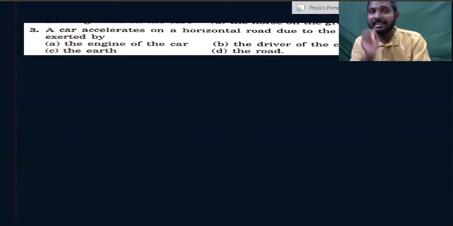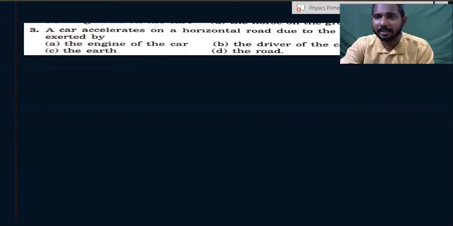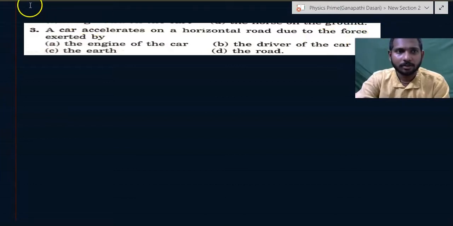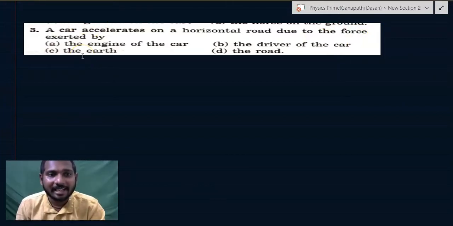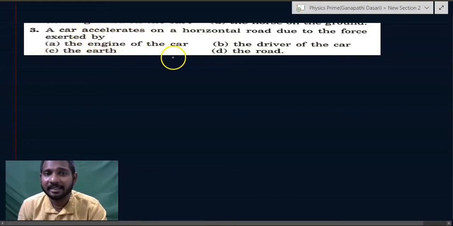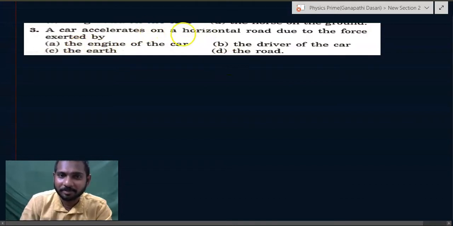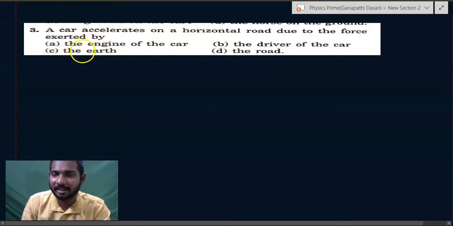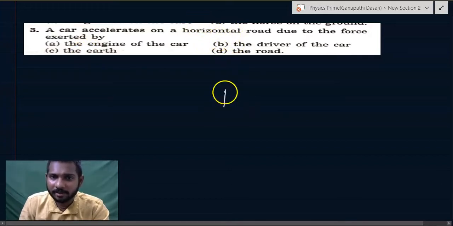So, see the third question. It is similar to the previous questions. Here also we think: a car accelerates on a horizontal road due to the force exerted by the engine of the car, the driver of the car, the earth, or the road. Be careful here. Similarly, like the previous question, the driver of the car, no. For the car, I am drawing the car diagram here.